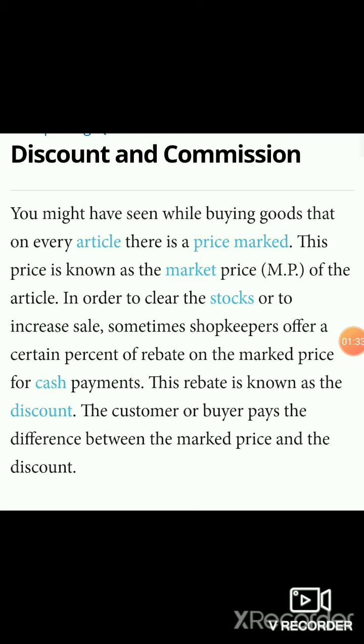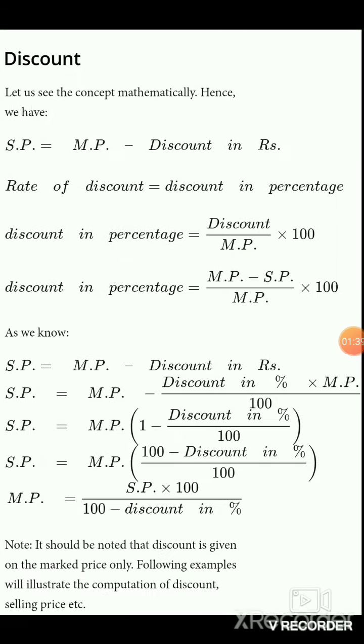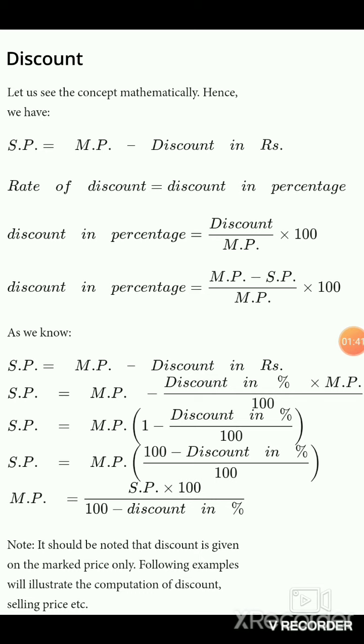How much do they deduct from it? They deduct the discount offered by the shopkeeper. Now let's understand the concept mathematically. SP is the selling price for the shopkeeper, not for the buyers, because the shopkeeper is offering a discount. Selling price is equal to mark price minus discount in rupees.